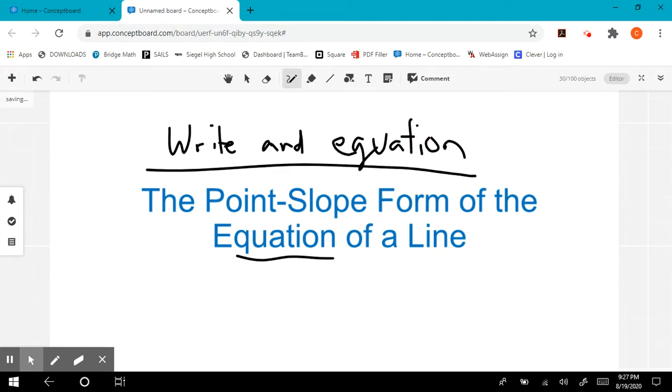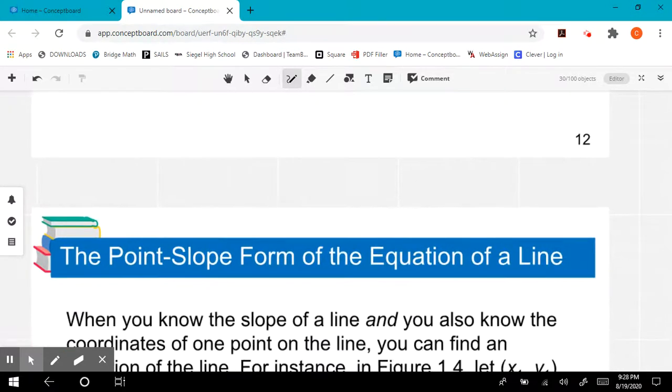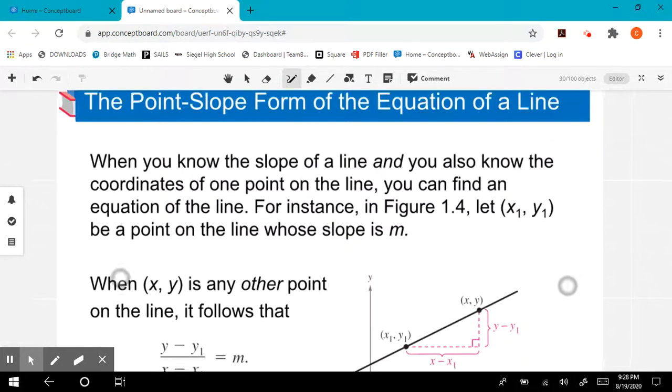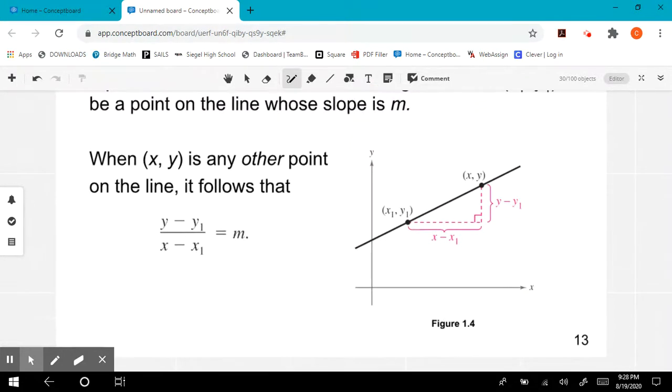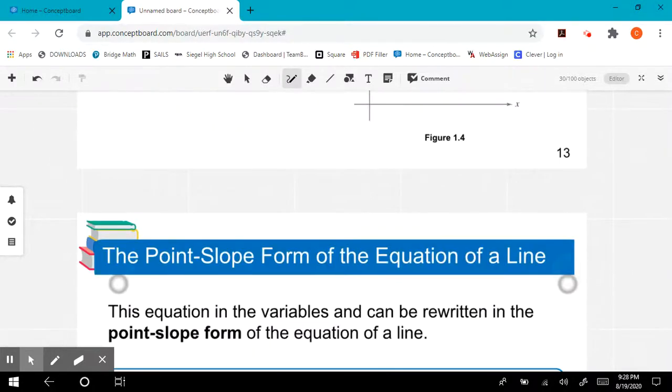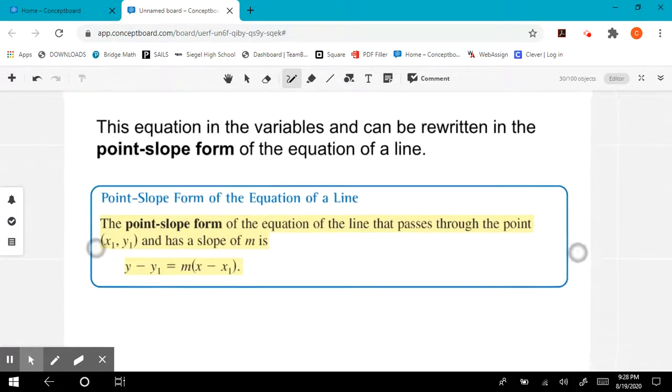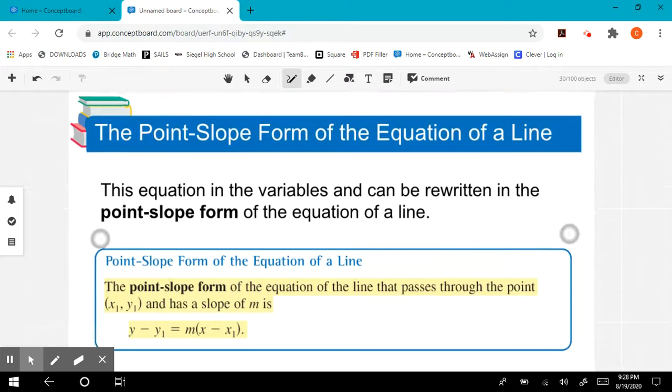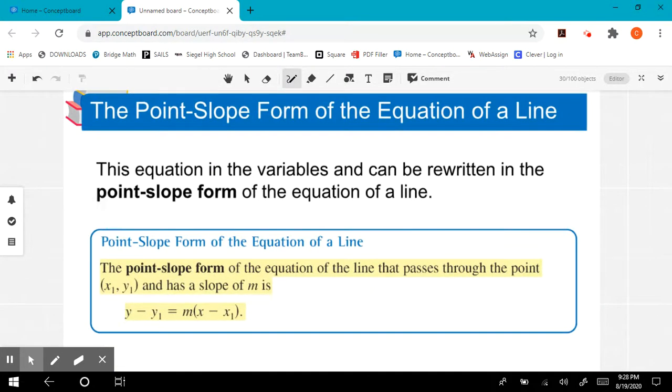When I'm being asked to write an equation, this is where the point slope form comes in real handy. And that's what we're going to be using most of the time to write an equation. So let's look at this. I'm going to skip over these couple of slides because they didn't show you much.